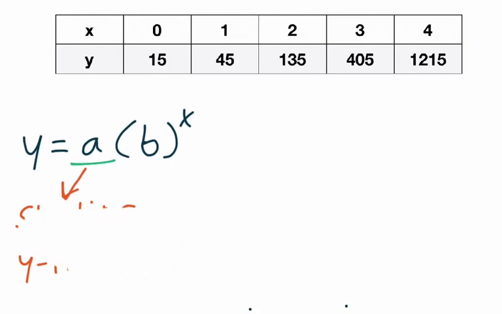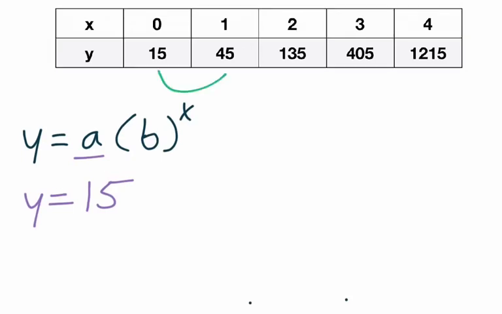I'm going to wipe out some of this so we can rewrite it down here at the bottom. Let's start filling in some of the information we have. We know y equals, and the a is that starting value, so a is going to be 15. That's our y-intercept. Now we need the b value. The b value is the rate of change, or the amount we are multiplying by when we go from here to there, here to there, here to there.